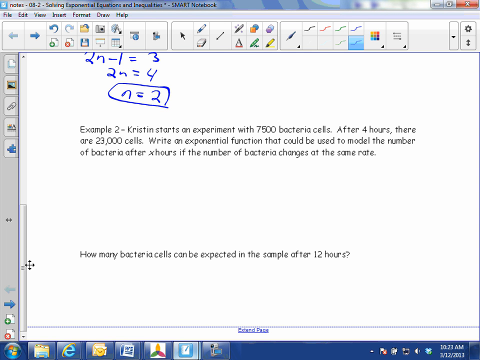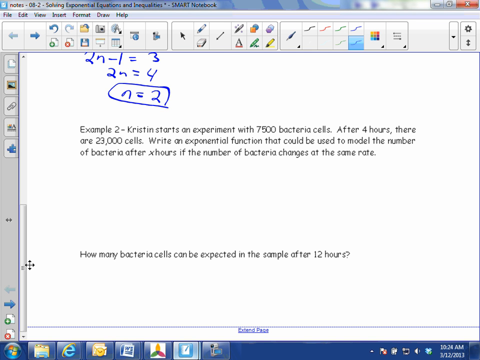Example 2 says, an experiment starts with 7,500 bacteria cells. After 4 hours, there are 23,000 cells. Write an exponential function that can be used to model the number of bacteria after x amount of hours if the number of bacteria changes at the same rate.